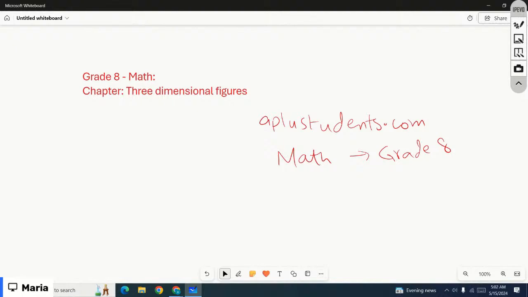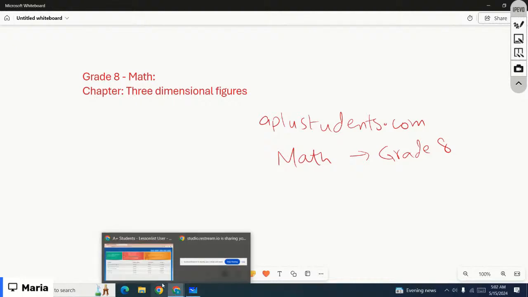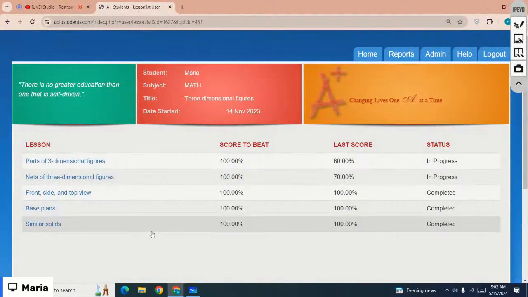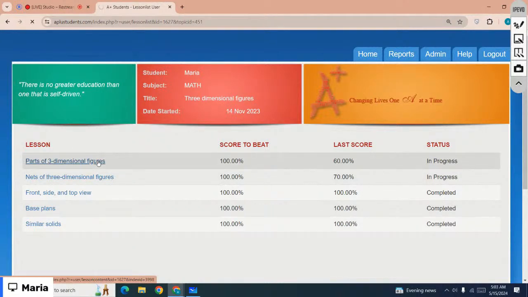Please make sure you have your notebook and pencil so that you can note down the important examples and definitions as well. Let's just start with the chapter, 3 dimensional figures. Let's start with the first lesson, parts of 3 dimensional figures.